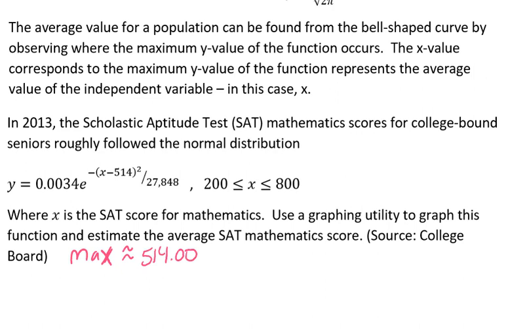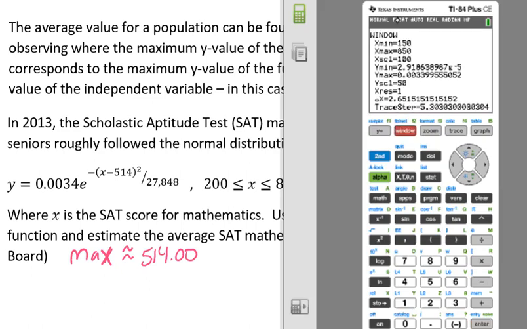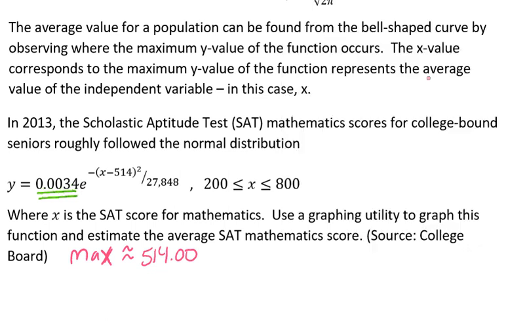Now a little something to help you also. If you didn't want to do the zoom fit, another way we could have known what our window needed to be is if we looked over here in our problem, it said 0.0034. So that's kind of a hint that we're going to need some smaller numbers. 0.0034 is our y maximum. And so we needed numbers that were really small. So that's a clue to kind of help you get those values. So here we're able to say that the average score in 2013 was a 514.